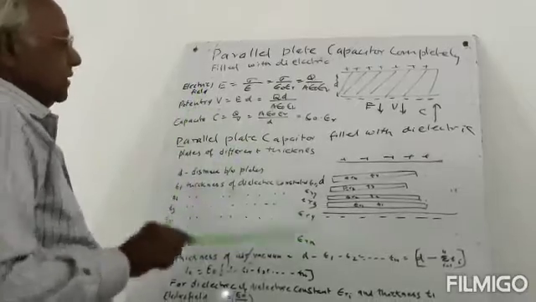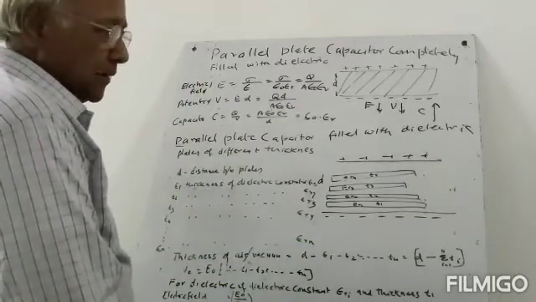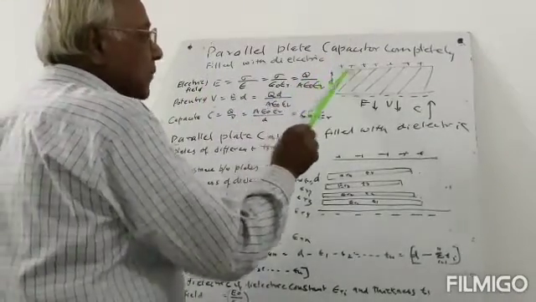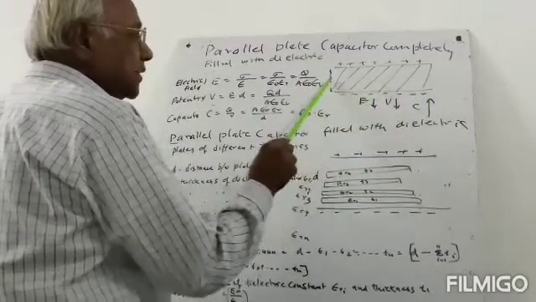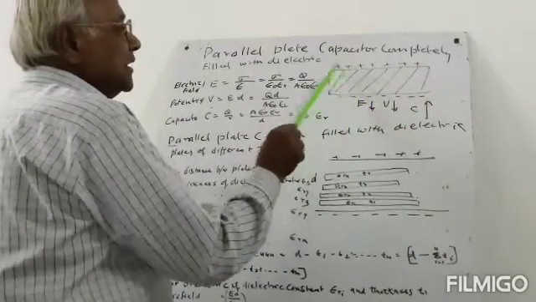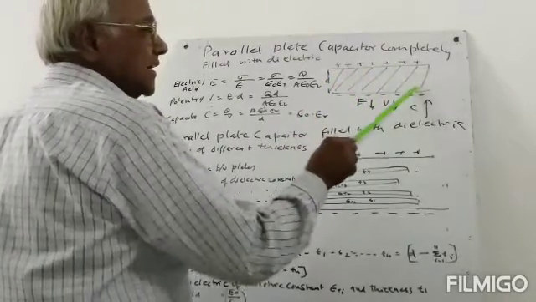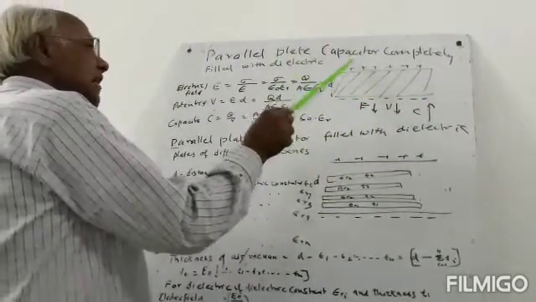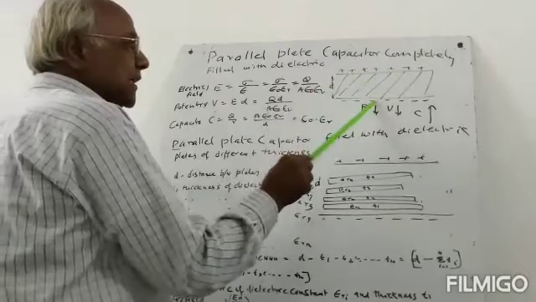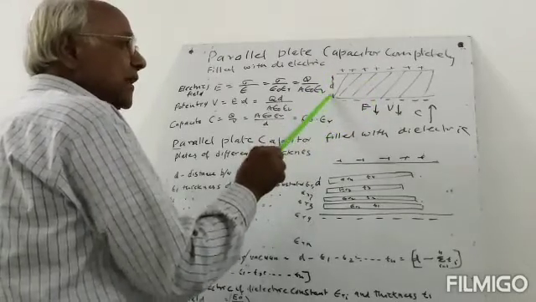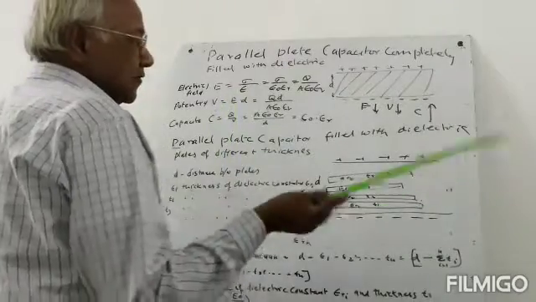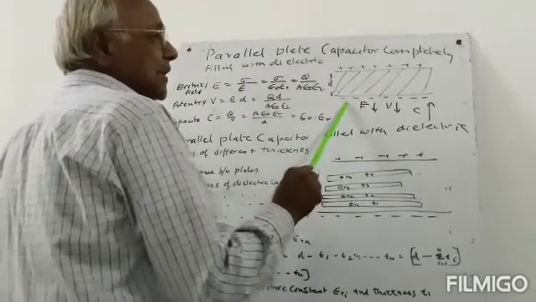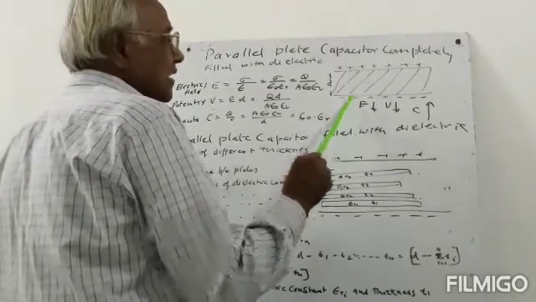Now we have to find the capacitance if the parallel plate capacitor is completely filled by the dielectric. It means the distance between these two plates is completely filled by the dielectric. There is no air. Now we take the charge of this plate as positive and of this plate as negative. The distance between these two plates is small d. The electrical field outside will be equal to 0, as we have discussed for the parallel plate condenser.